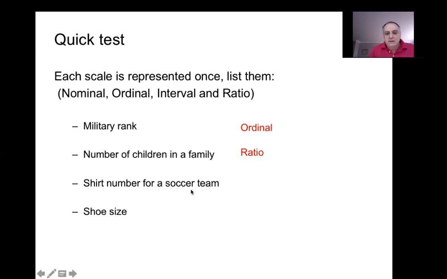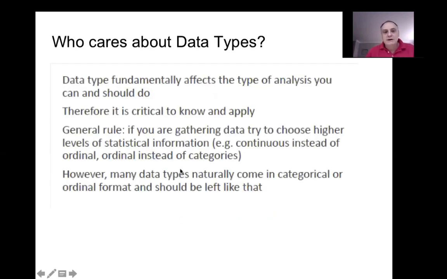Shirt number for a soccer team, okay? That would be nominal. It's just a nominal number on the shirt. Shoe size, there's a gap. So you can't put, going back to this one, you can't put the soccer player that number 9 is doubly as good as number 10, for instance. Okay. I hope that kind of gives you a little bit more insight about it.